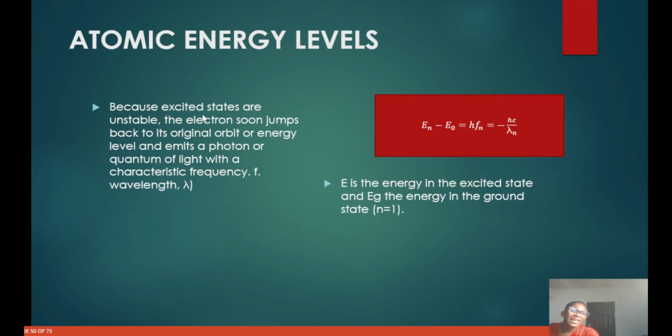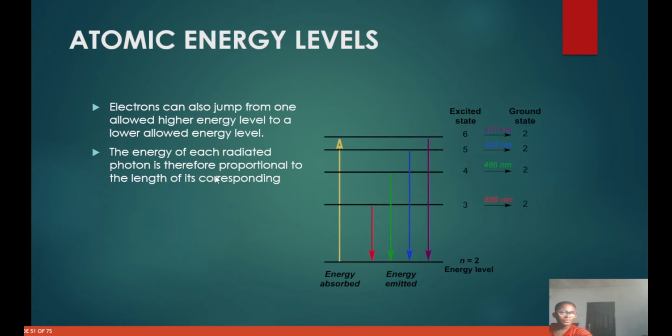Atomic energy levels. Because excited states are unstable, the electron soon jumps back to its original orbit or energy and emits a photon or quantum of light with a characteristic frequency f and wavelength lambda. So E is the energy in the excited state and H is the energy in the ground state. Electrons can also jump from one allowed higher energy level to a lower allowed energy level. The energy of each radiated photon is therefore proportional to the length of its corresponding atom.